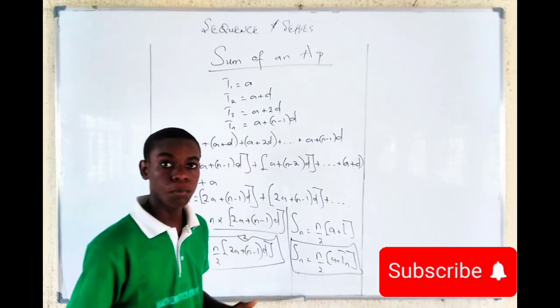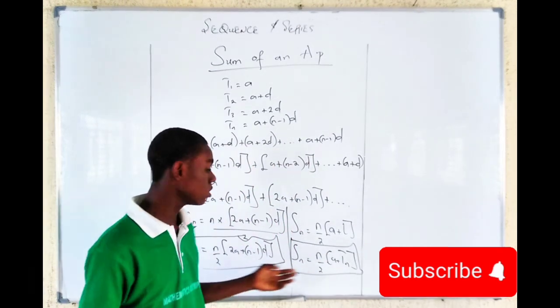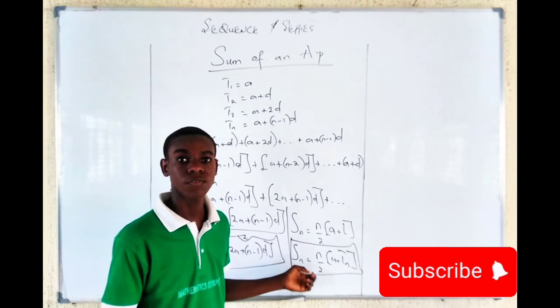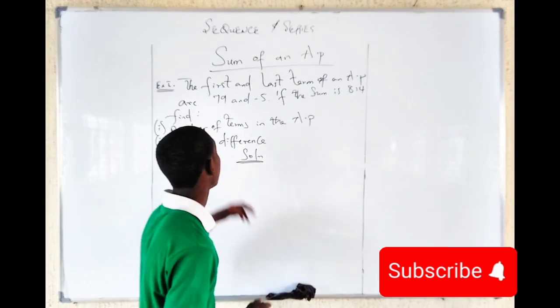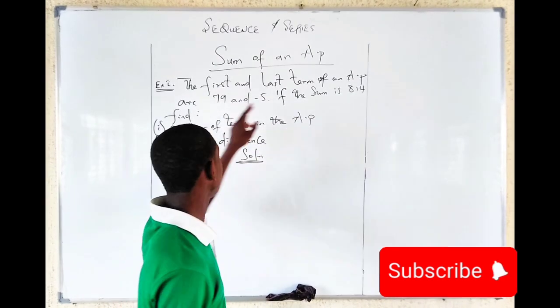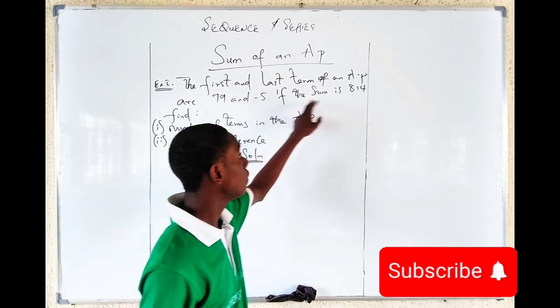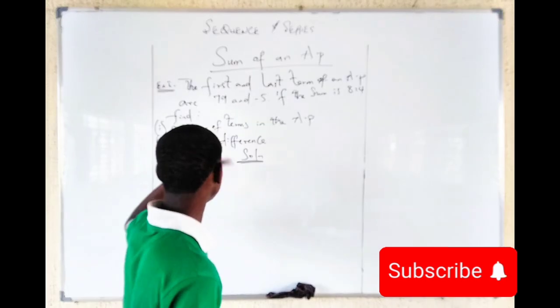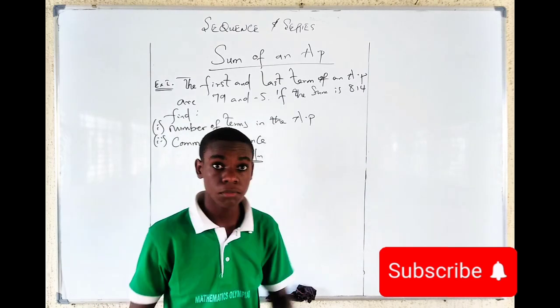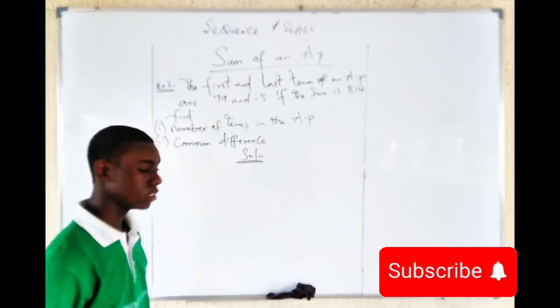So I'll be giving examples. Here we'll be using these formulas to solve. Now I'm giving the first example. The first and last term of an AP are 79 and minus 5. If the sum is 814, find the number of terms and the common difference.